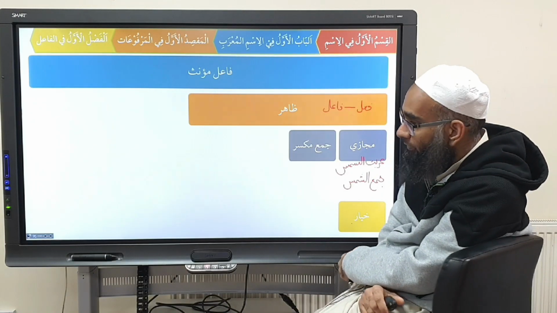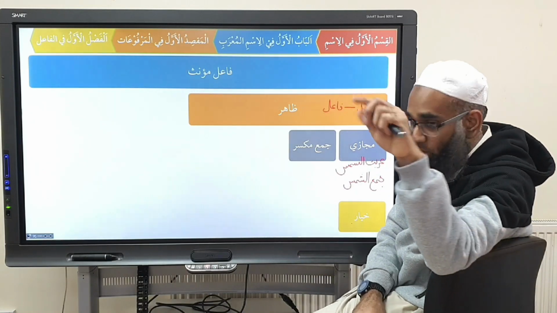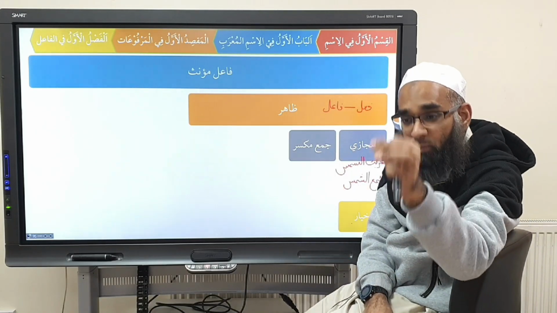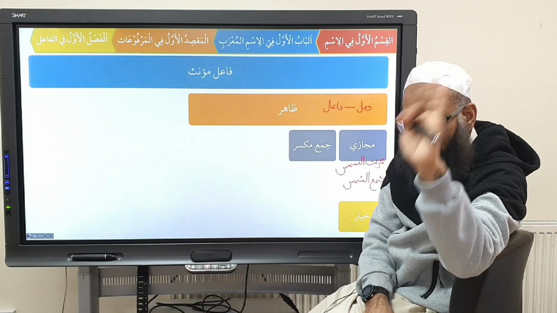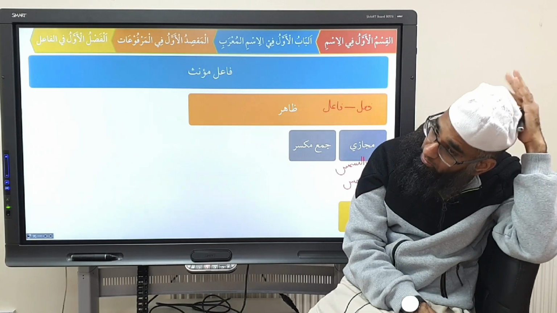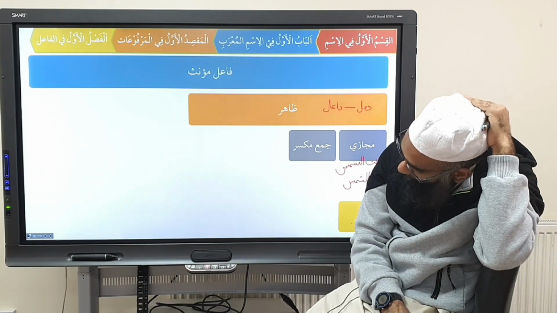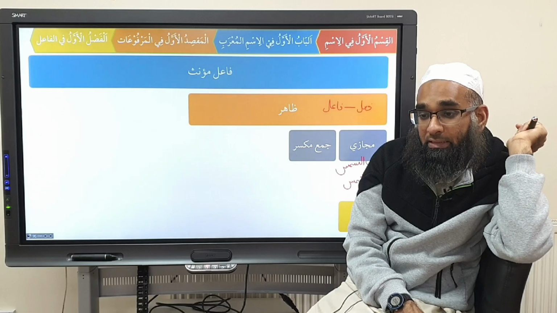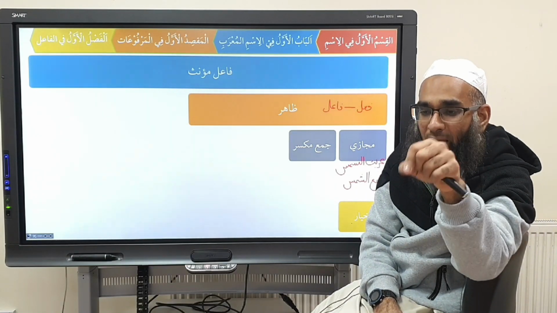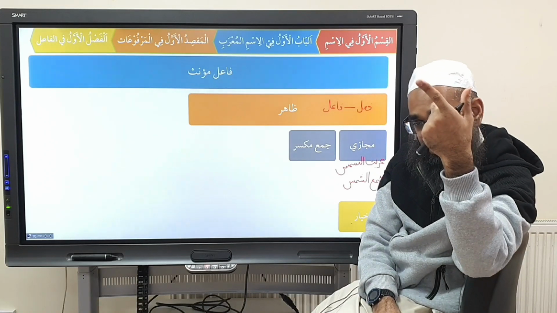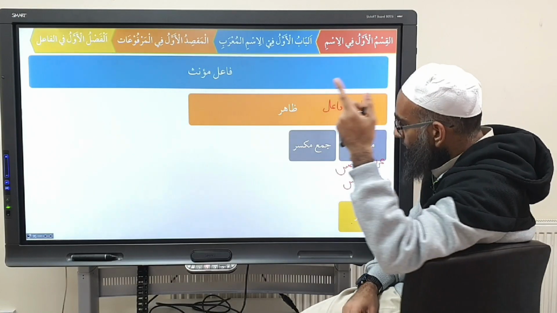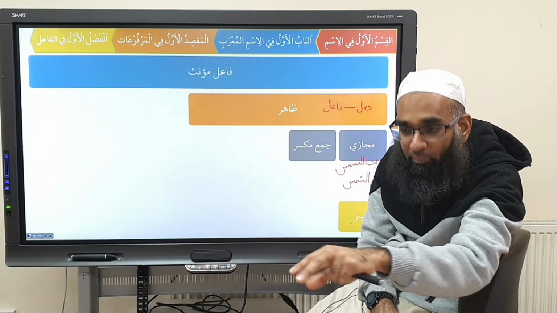Okay? If it's jam' mukassar, irrespective of whether it's mu'annas or not. If it's jam' mukassar, because a jam' mukassar in Arabic is what? Mu'annath. For example, the third juz of the Quran, how does it start? Tilka rusul. Rusul is jam' mukassar. So it's feminine. You have tilka, not hadhihi or ha'ula'i or ulaika. Because any mukassar is feminine. That's the rule, grammatically. But because it's not really feminine, you've got a bit of a choice.